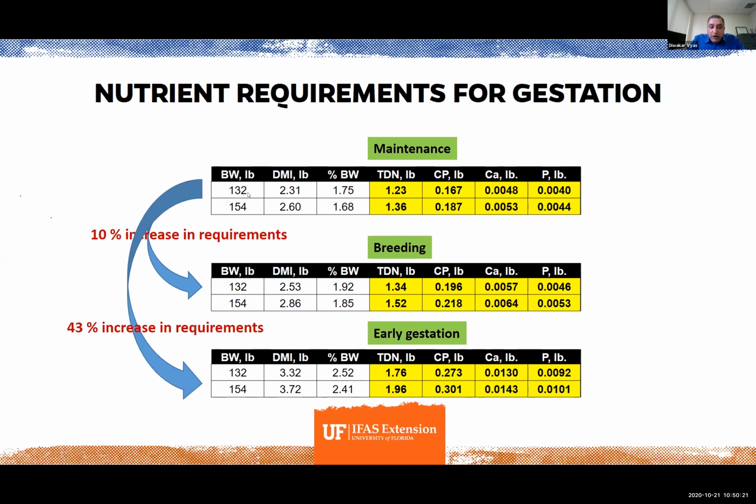For 132 pounds of body weight, the total digestible nutrients needed was 1.23 pounds. But here, for 132 pounds of body weight, the total digestible nutrients needed is 1.76. So the requirement for energy has gone up, and the requirement for protein has gone up by about 40%.